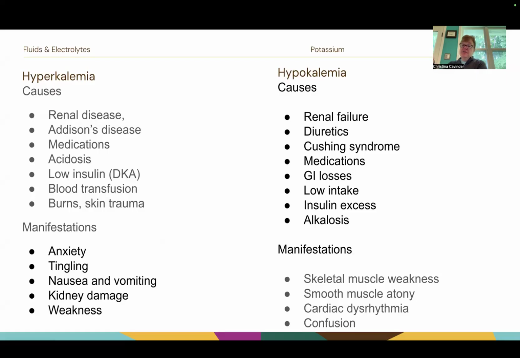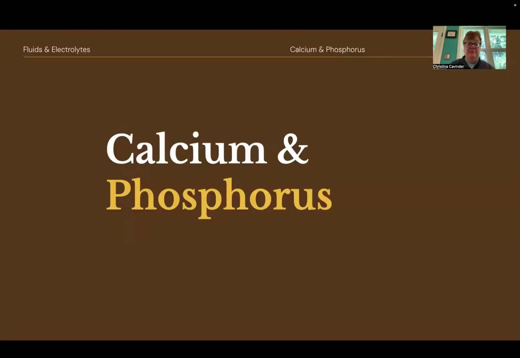Medication, GI loss, if you are vomiting profusely constantly, you're going to lose a lot of electrolytes that way. Low intake, you're just not taking in that much potassium. That's very difficult to do, not taking enough potassium, but if you have a really poor diet, that would happen. Insulin excess or alkalosis, so those are opposites. Manifestations are weakness, skeletal muscle weakness, smooth muscle atony, cardiac dysrhythmia, and confusion.